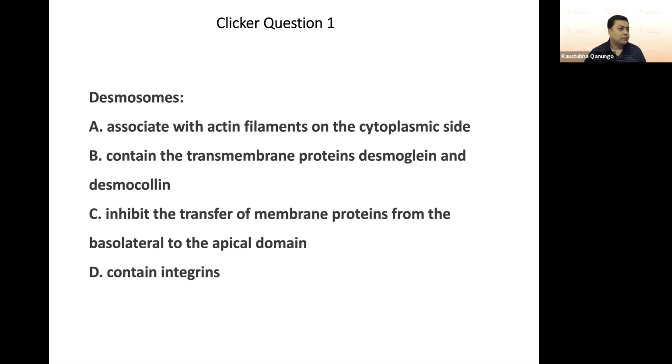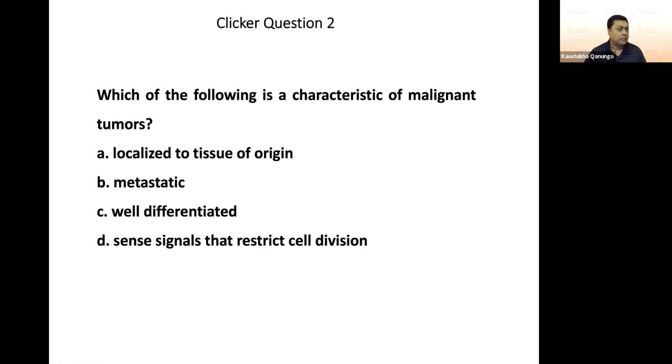All right. So, oh, sorry. Let's look at that right here. Clicker question 2: which of the following is a characteristic of malignant tumors? It's an easy question, I think. I can stop it a little bit early, I guess. We have a couple of minutes. All right, 15 more seconds.